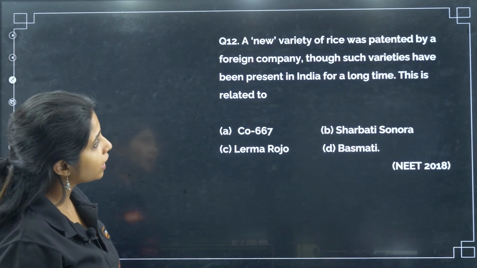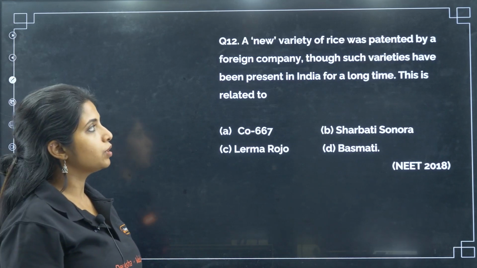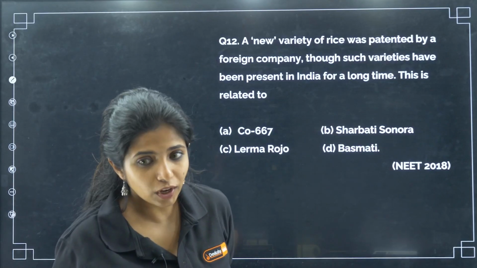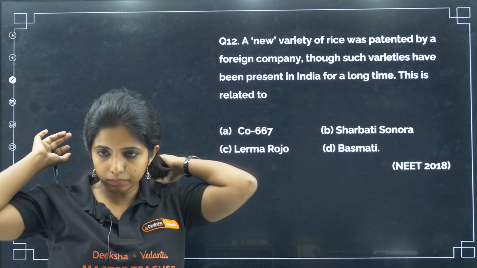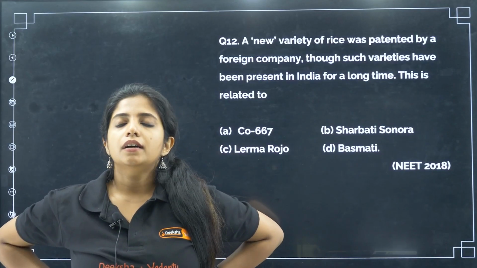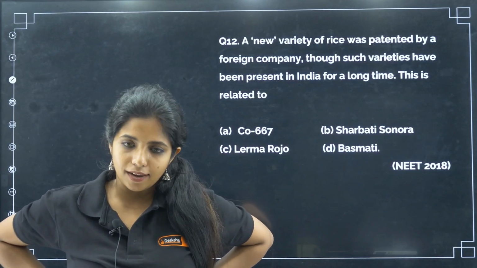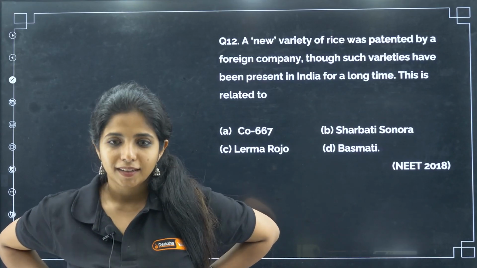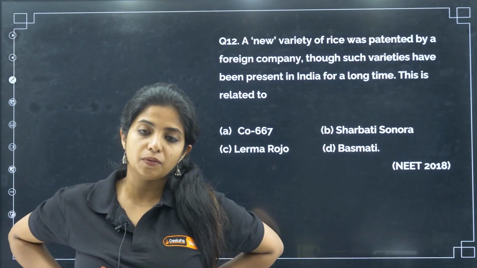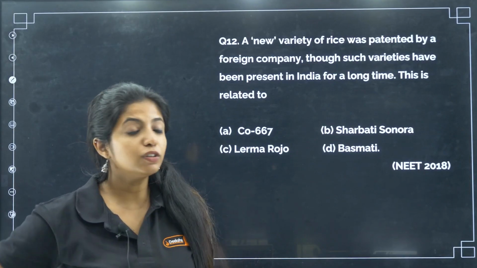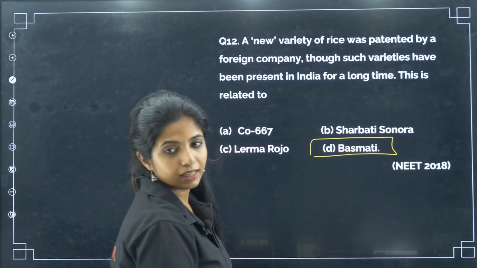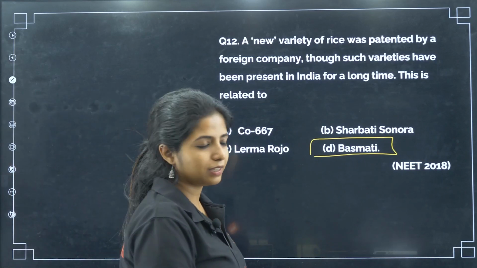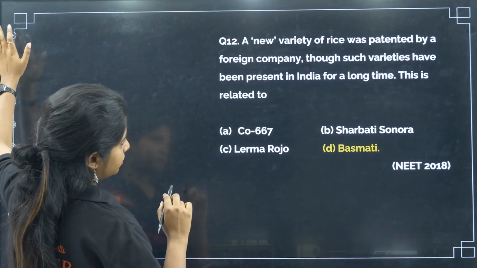Now question number 12. A new variety of rice was patented by a foreign company, though such varieties have been present in India for a long time. This is related to a new variety of rice, my dear children. It was patented by a foreign company. But it was already there. What was this about? It was already there, but it was patented by some foreign country and company. It was basmati rice, not CO667, not Sharbati Sonora, not Lerma Rojo. It is basmati rice. Simplest answer that we have over here.